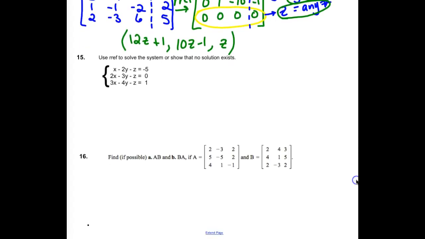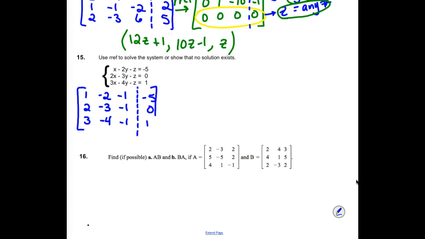Our next example, same situation, we're using reduced row echelon form. So I'm going to create my augmented matrix. My first row coefficients are 1, -2, and -1, and my constant is -5. Second row I have coefficients of 2, -3, -1, constant 0. And bottom row 3, -4, -1, and 1. Okay, so I'm going to enter that.